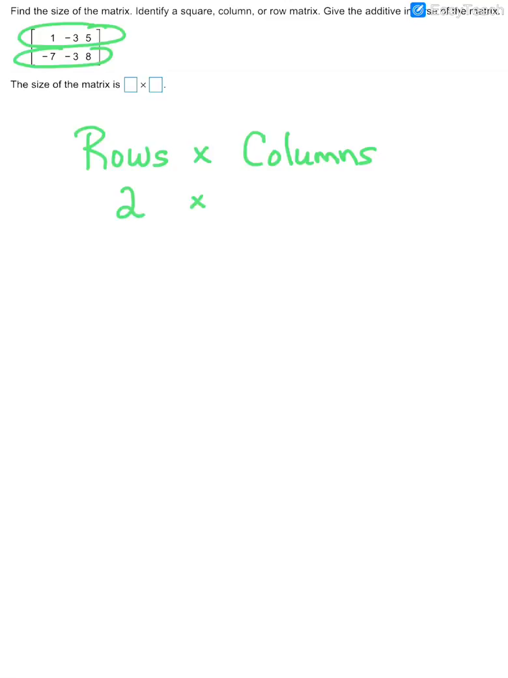We put the little X to represent the word by, and then if I look at columns, go up and down just like the big white columns that are on the White House. So in this case I would say there are 3 columns. So the size of this particular matrix would be 2 by 3.